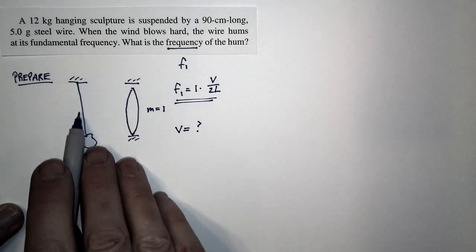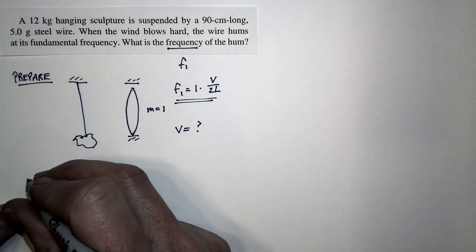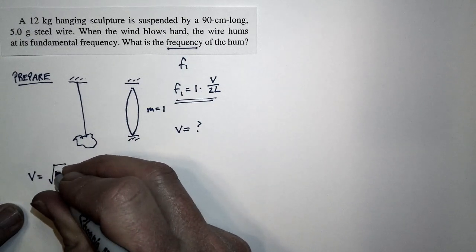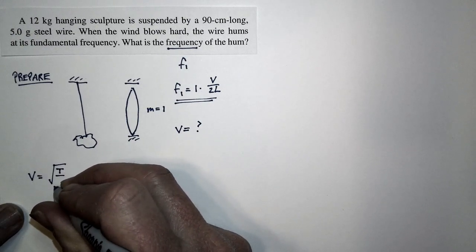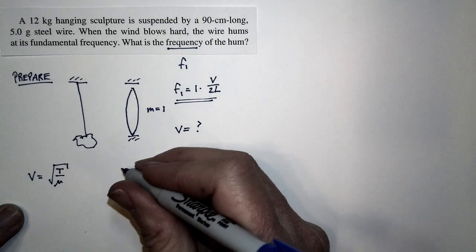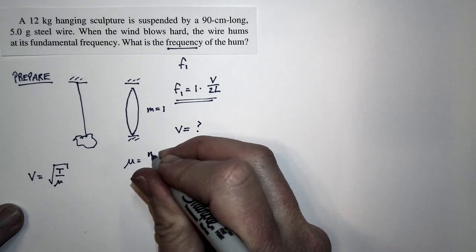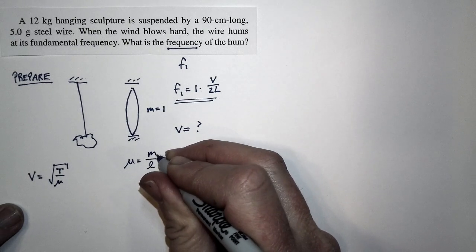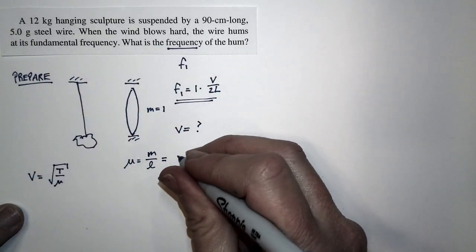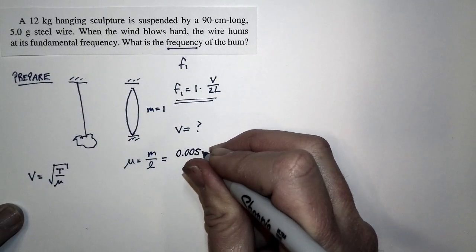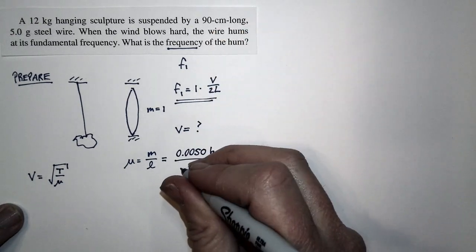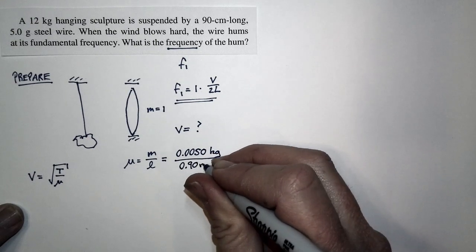Well, V is the speed of the wave on the wire. And remember, in the previous chapter, we saw that the speed of the wave on a stretched string or a stretched wire is equal to the square root of T over mu. Now, mu is equal to M over L. That's the mass of the wire divided by the length of the wire. Both of those are given in this problem. It's a 5-gram steel wire, so it's 0.0050 kilograms, divided by the length, 90 centimeters, 0.90 meters.